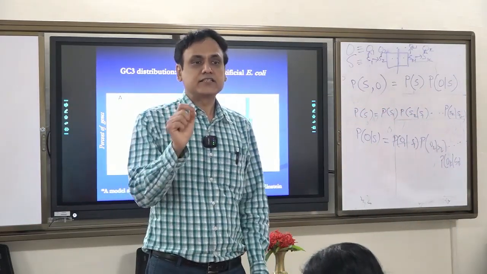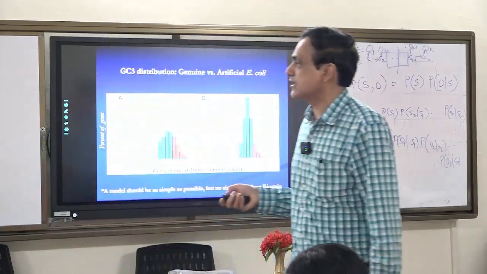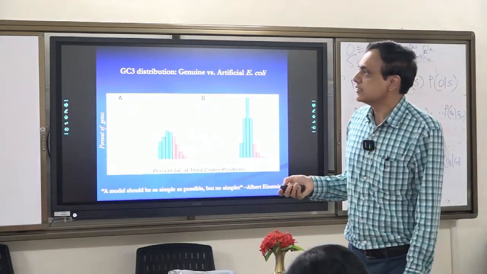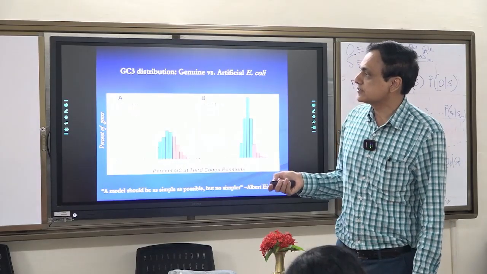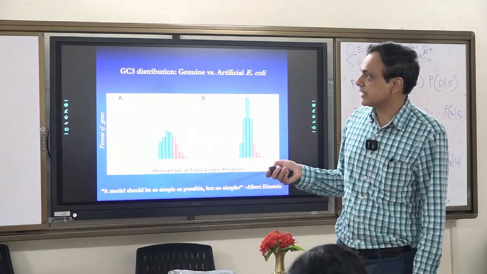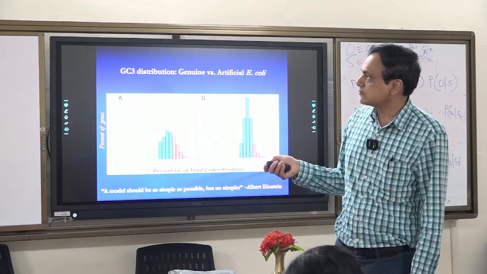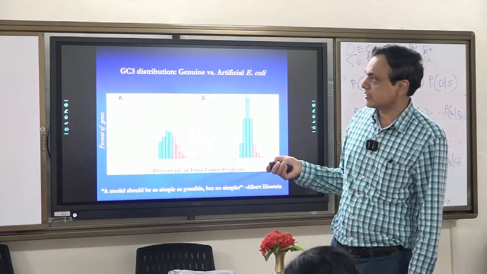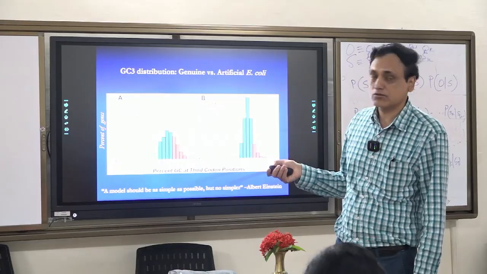So GC distribution only at third codon position, which are shown here for all the genes. The distribution for all the genes is shown here, and you can see for the genuine or real E. coli, this is this one, and this one is for the artificial E. coli. So what is the difference between real E. coli and artificial E. coli?